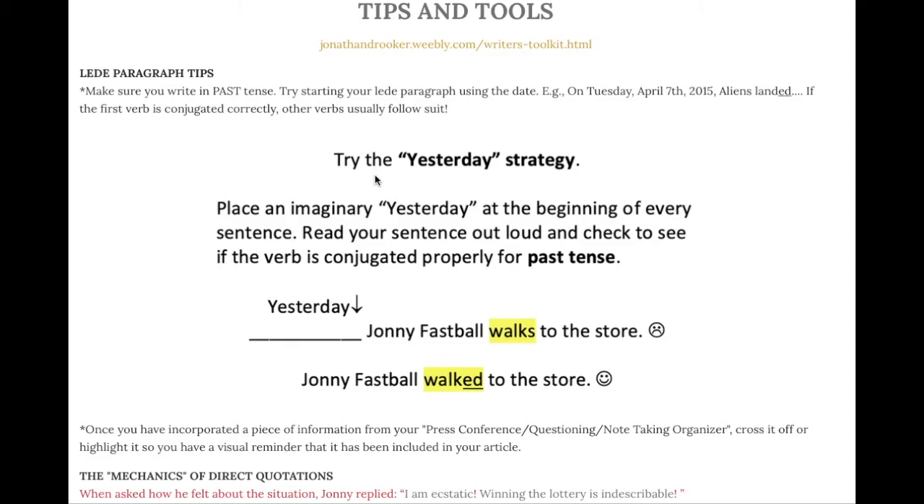They can also try the yesterday strategy. Students can place an imaginary yesterday at the beginning of every sentence. As they read their sentences out loud, they can check and see if the verb has been conjugated properly for past tense.